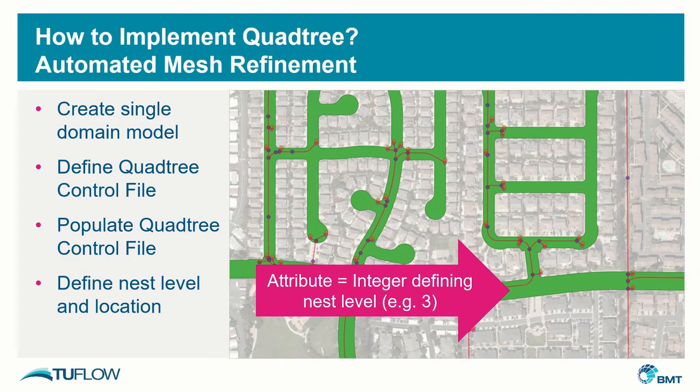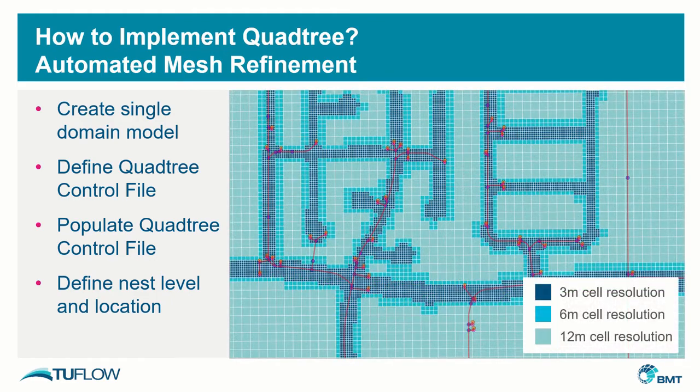And here's a worked example. We have the green polygon that defines the location where we'd like to find a resolution, and within that polygon there's a single integer value to find the level of nesting that we'd like to select. In this instance, level 3. There you can see the dark blue grid is the finest level. That's adopted a 3 meter cell resolution, and TUFLOW then automatically graduates out to the parent cell resolution, which was the resolution that was defined in the TGC in this instance.